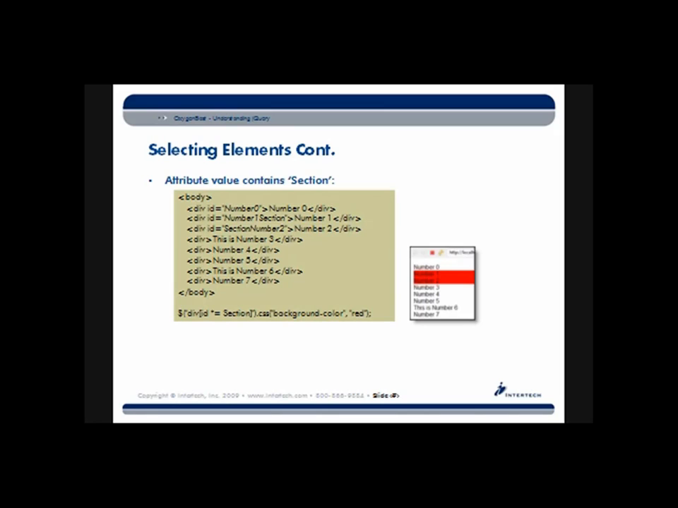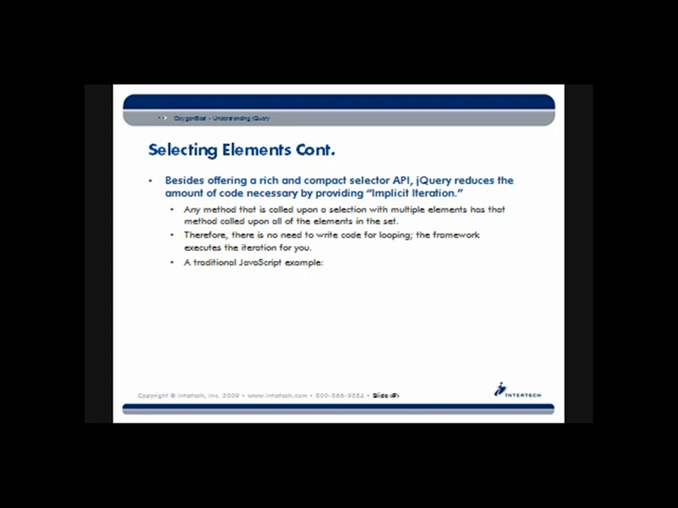Here's one where I say, I don't really care where the text is, but I want this text to appear somewhere inside of the value. So I use the star equals syntax and the word that I want. So now it's going to grab the number 1 and number 2 because both of those contain the attribute ID and they have the text section in there somewhere. So that's a few examples of selecting elements.